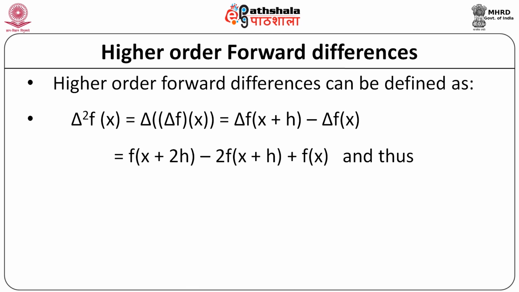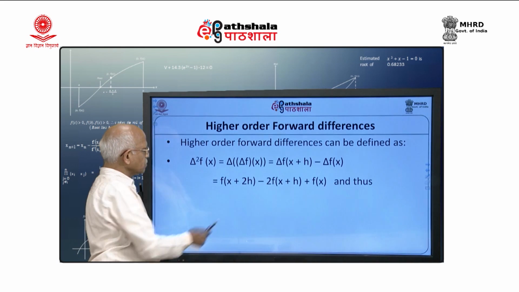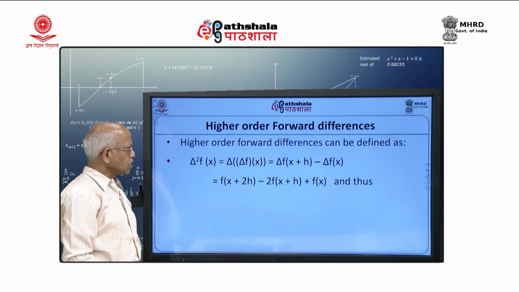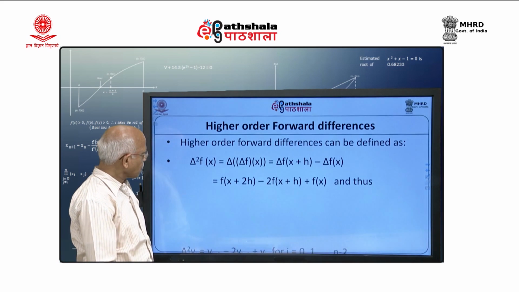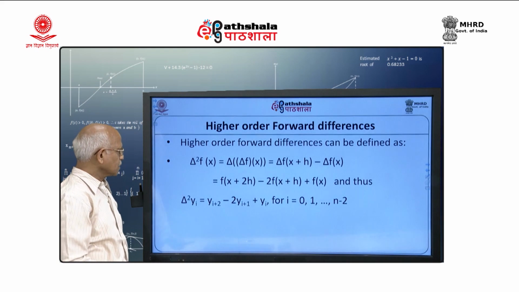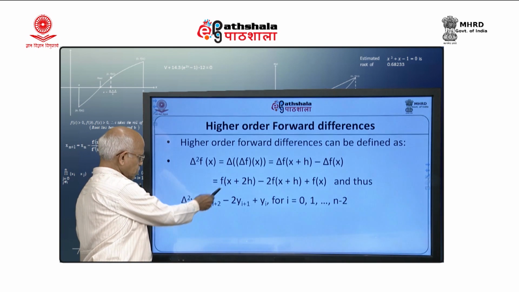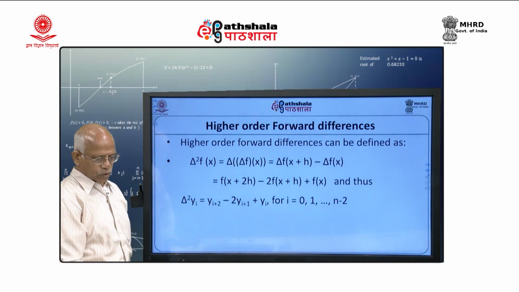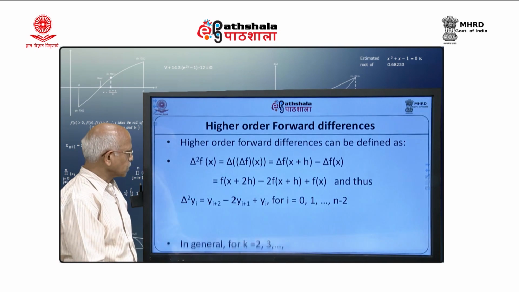Delta f(x+h) will be f(x+2h) minus f(x+h), and minus delta f(x) will give you minus f(x+h) plus f(x), and therefore the actual delta square f(x) will be given by f(x+2h) minus 2f(x+h) plus f(x), and thus we get delta square f. Similarly, we will get delta square y_i equal to y_{i+2} minus 2y_{i+1} plus y_i for all i equal to 1 to 3 up to n minus 2.